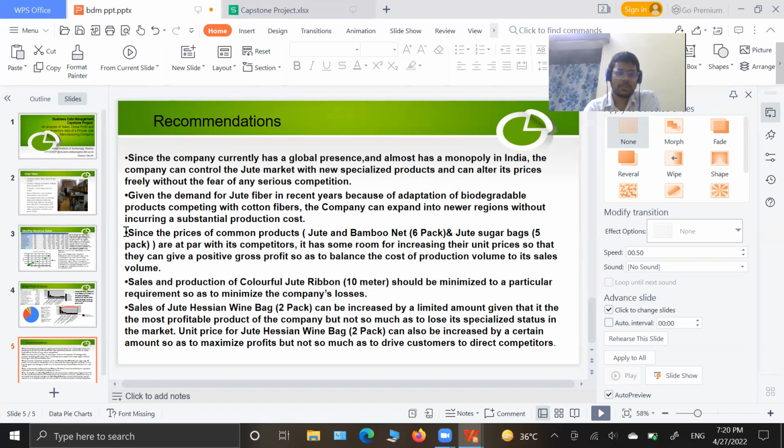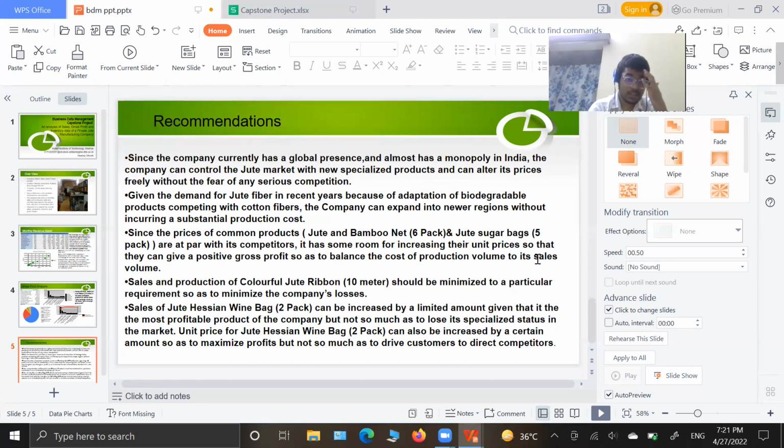The third point that I saw and recommended is, since the prices of the common products like the jute bamboo net 6 packet and the jute sugar bags 5-pack are at par with its competitors, there is some room for increasing their unit prices so that they can give a positive gross profit, so as to balance the cost of production volume to its sales volume.